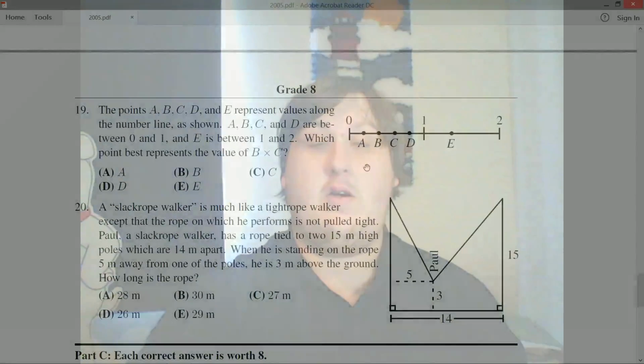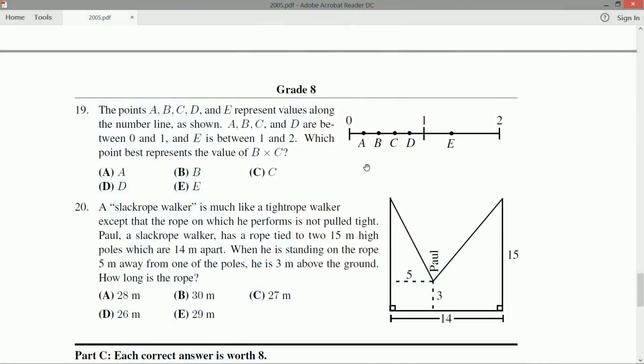We're going to finish off Part B on the Grade 8 2005 Gauss paper from Waterloo. We're all the way up to question 20, the last question in Part B, then we'll move on to the hard stuff in Part C. So let's take a look if you haven't already. Question 20, a little wordy.